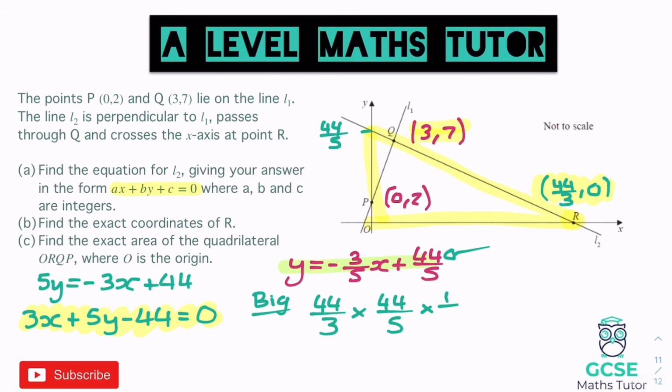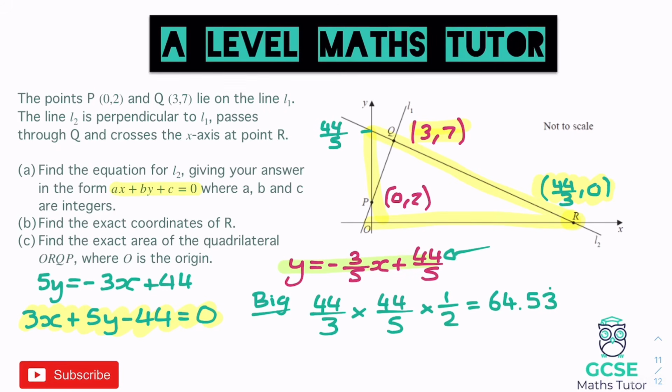So if we times that by a half there, and do all that on the calculator, we don't get the nicest numbers. We get a decimal here. We get 64.53, and the 3 there is recurring, so 64.53 recurring. So there is the area of our big triangle.